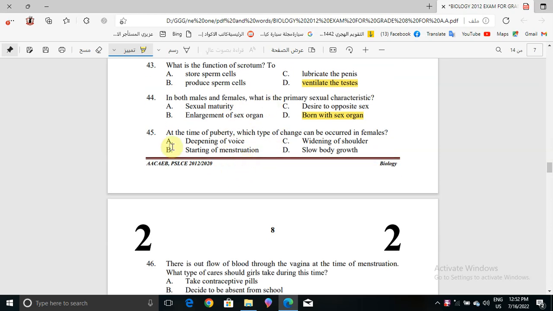Now, question number 45. At the time of puberty, which type of change can occur in females? Deepening of voice? No, deepening of voice is in males when they are in puberty. Starting of menstruation, yes. This one is the correct answer. When they are in puberty, they start menstruation.